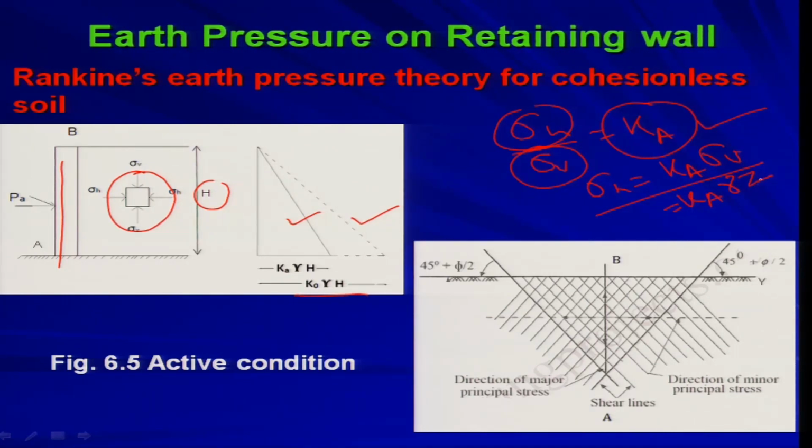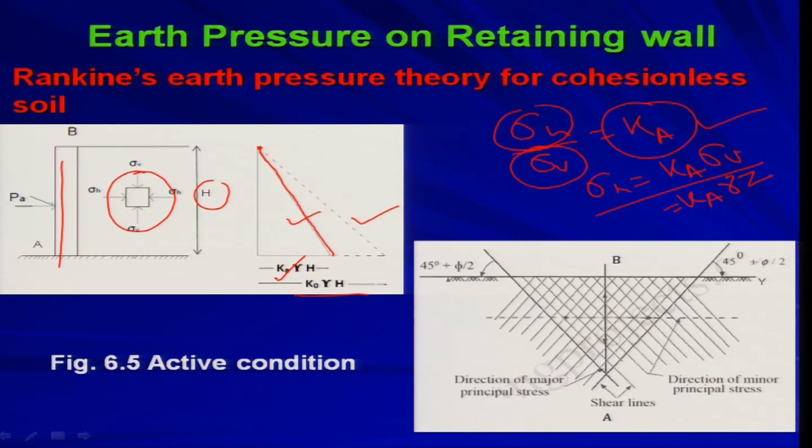So, at z equal to 0, your sigma h at active condition will be 0, same as rest condition. Now, when z equal to h, at that time sigma h will be Ka into gamma into h. So, that is written here, Ka into gamma into h, and the variation is linear. Therefore, this is your variation of the active earth pressure, which will be lesser than your earth pressure at rest condition, but it will always be linear.